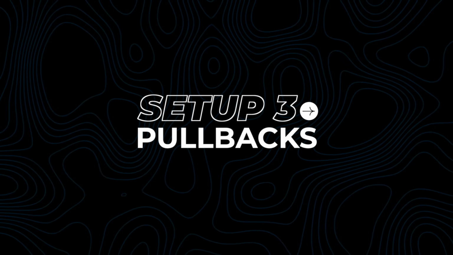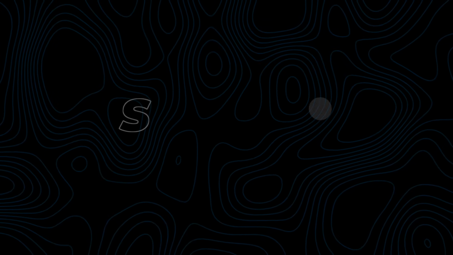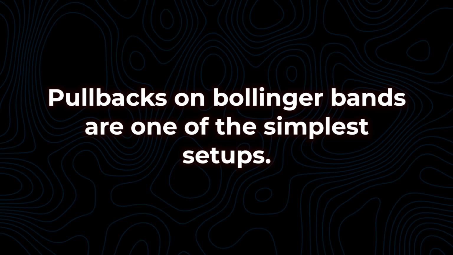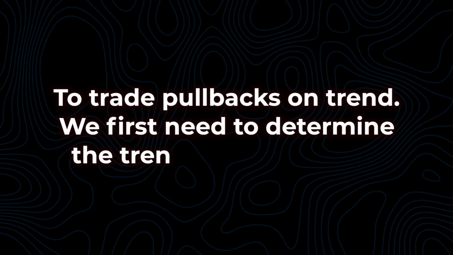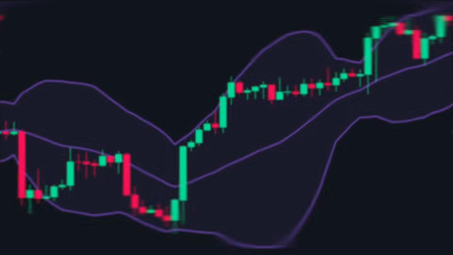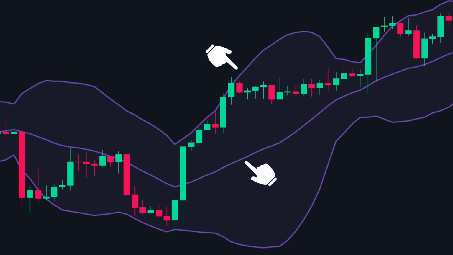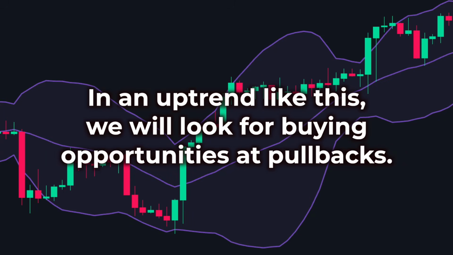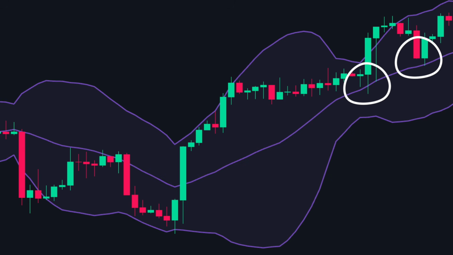Setup 3. Pullbacks. Pullbacks on Bollinger Bands are one of the simplest setups. To trade pullbacks on the trend, we first need to determine the trend of the markets. When the price is moving within the upper and the middle band, we consider the price to be in an uptrend. In an uptrend like this, we will look for buying opportunities at pullbacks. The price usually pulls back to the middle band, so we will look to buy here.